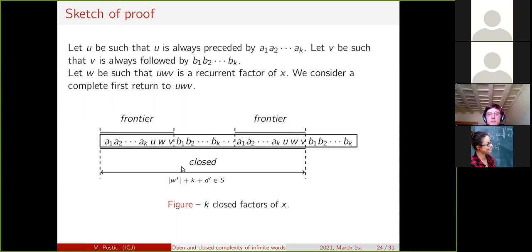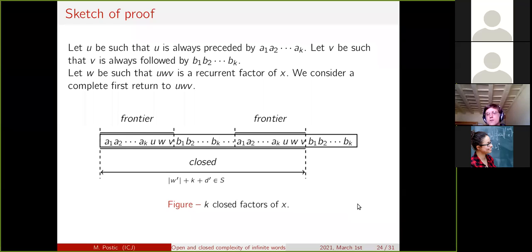So, okay, you know that this word is closed. And now what you can do is look at the word starting with a2 and ending with the b1 here. And this word will have the frontier a2 up to b1, because you will have the same thing here. And for the same reason, it does not occur internally, because you still don't have uwv somewhere in the middle. So that's the idea.